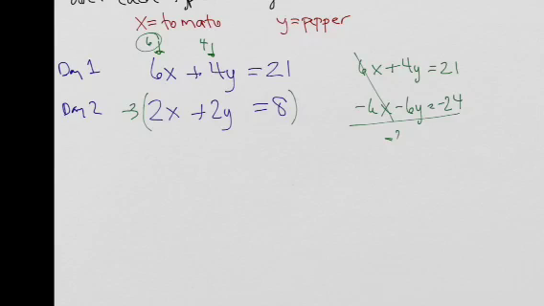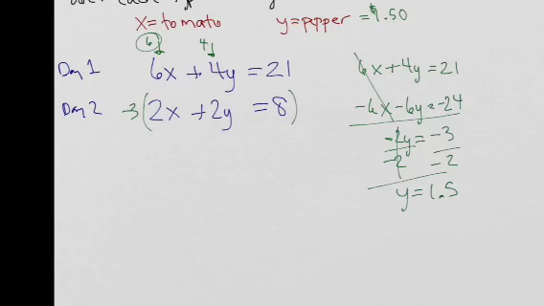Now when we add things up, I've got negative 2y equals negative 3. Divide both sides by negative 2. And I get y equals 1.5. Now since y was the cost of the pepper plants, we are talking $1.50. Not 1.5, but $1.50.